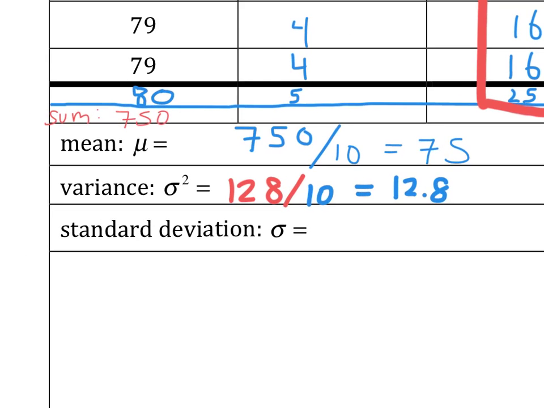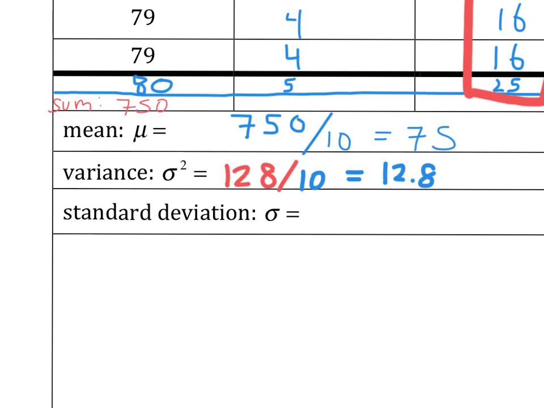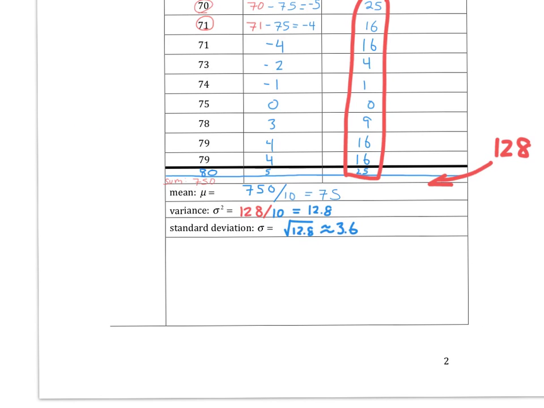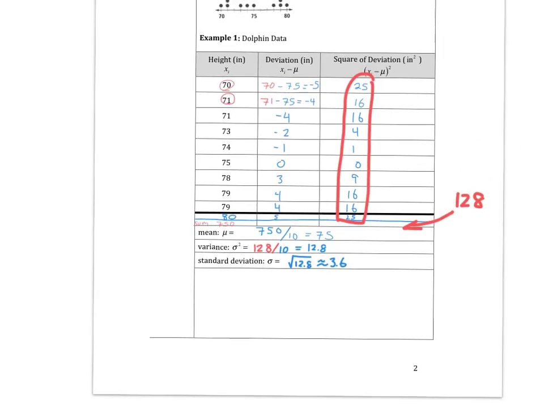Now the standard deviation is just the square root of that. We take the square root of 12.8, which is about 3.6. So, how do we represent this on a graph?